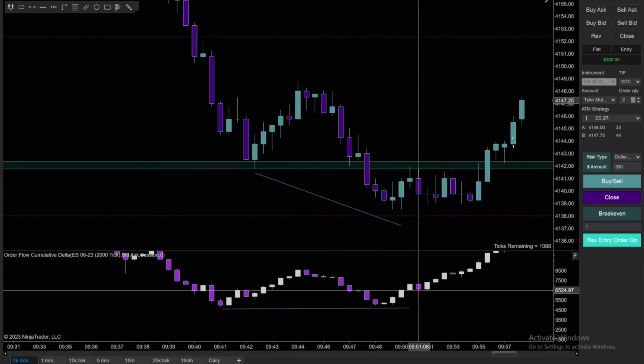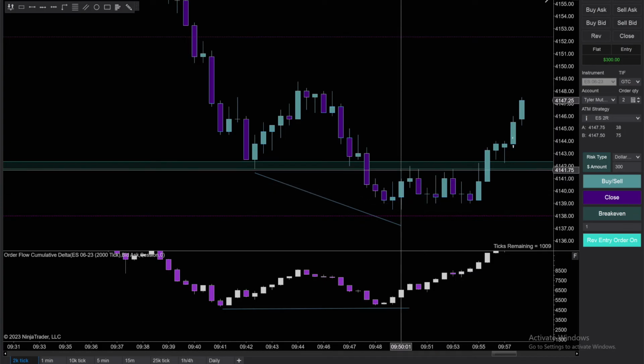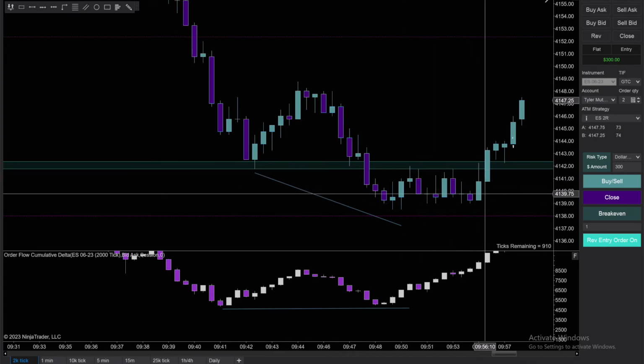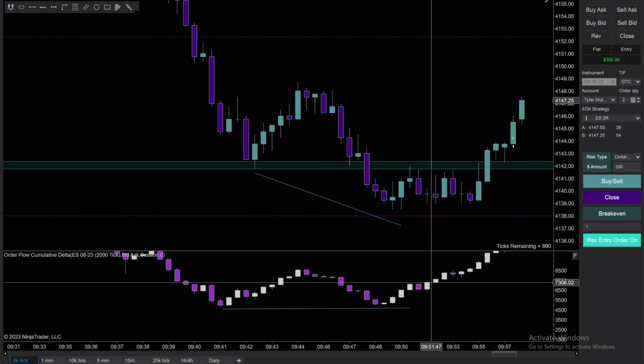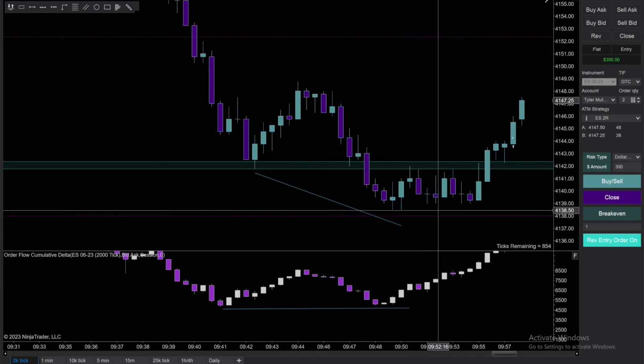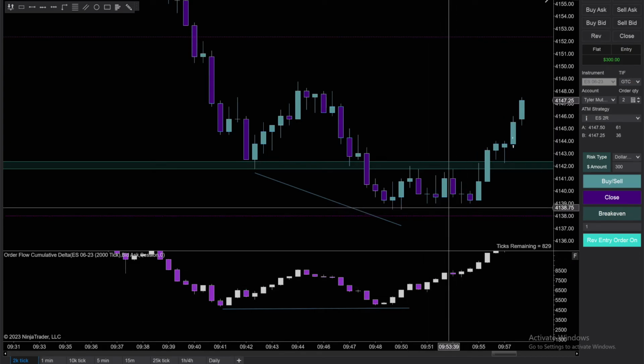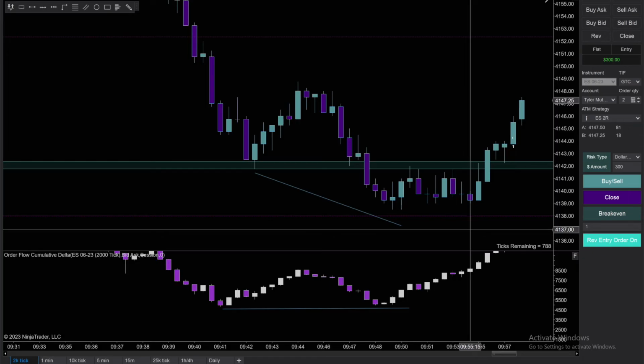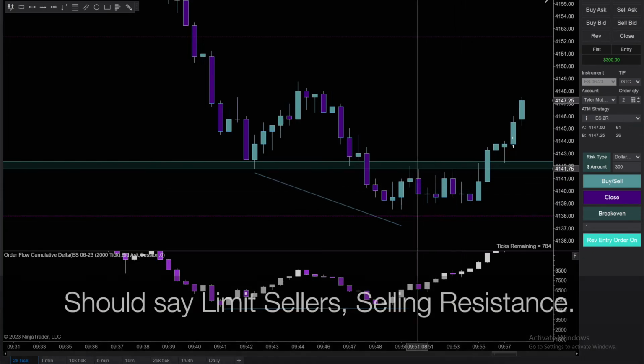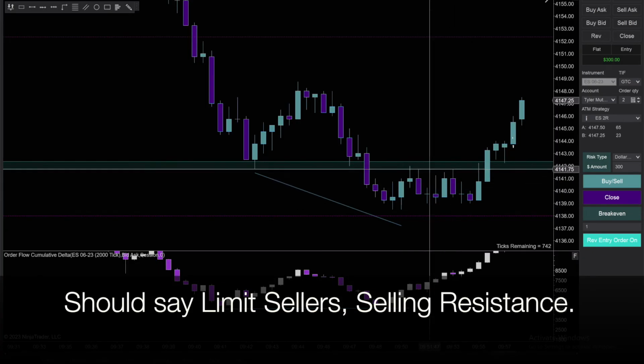Look at the delta here. Look how aggressive the buyers are getting. The sellers are holding it. Whichever way this breaks, there's going to be a lot of people offsides. Either all these aggressive buyers are going to get completely railroaded if this breaks down, or all these people with buy limit orders buying this new resistance.